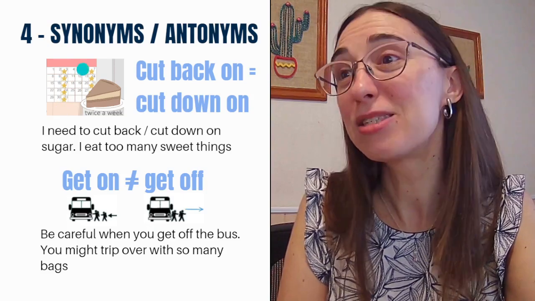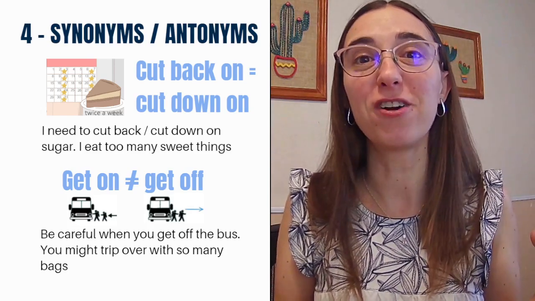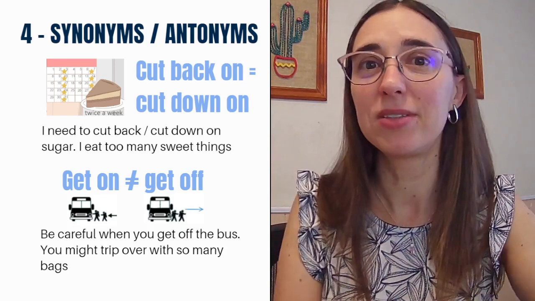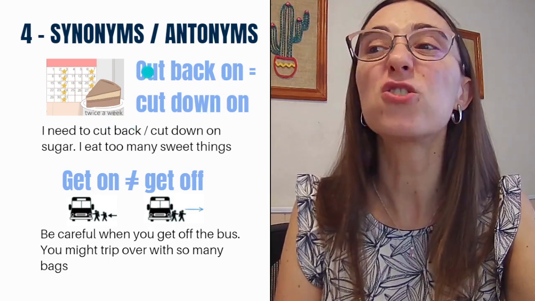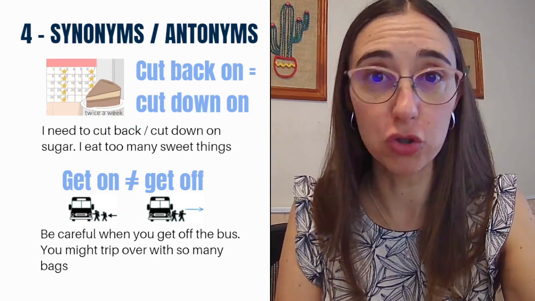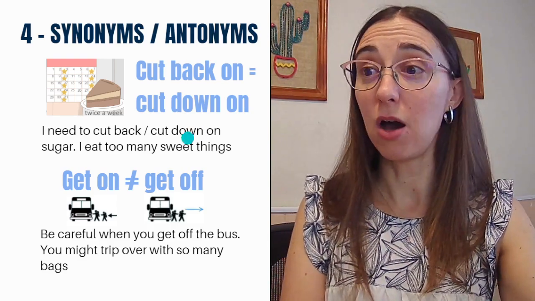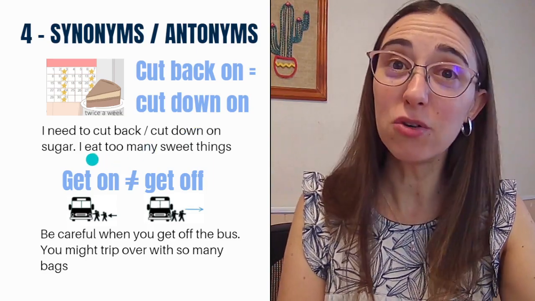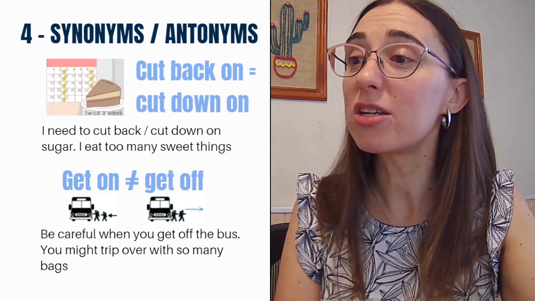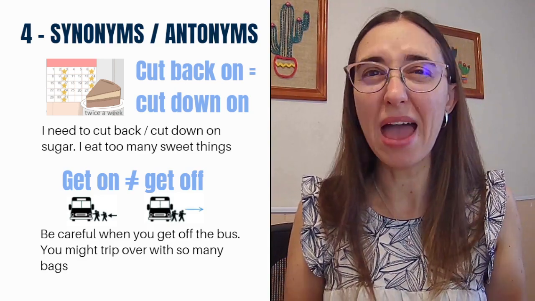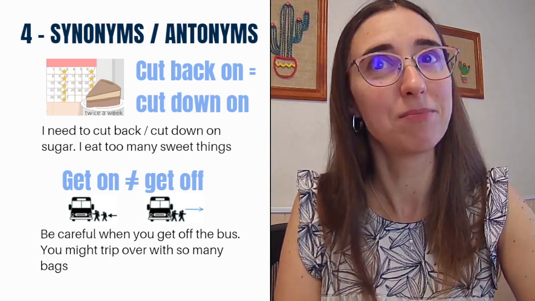In this case, this person has decided to eat sweet things only twice a week. That's why this phrasal verb might apply, because instead of eating cakes, sweets, whatever, every day, this person is going to do it only twice a week. So he or she is cutting back on sugar or cutting down on sugar. Another possibility is to focus on opposites, like this pair here, to get on or to get off, in this case, a bus. The example says, be careful when you get off the bus. You might trip over with so many bags. Imagine a person carrying lots of bags, so getting off a bus might be a bit dangerous.